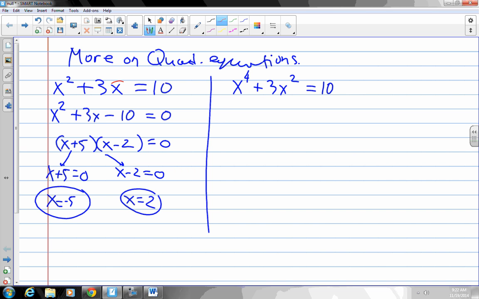Just like here, we have x, and if you square x, you get x squared. Over here, we have x squared, and if you square that, you get x to the power 4. It's the same quadratic pattern. You have a square term, a not-square term, and then a constant. You see that? It's kind of similar. So I can approach this problem in the same way. Yes, I will subtract 10 from both sides.